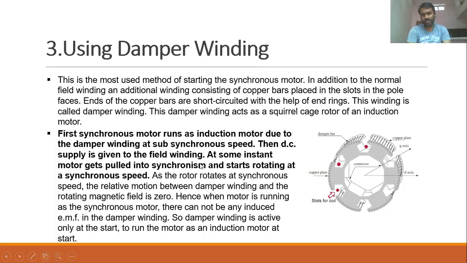From zero speed to near the synchronous speed, due to the presence of the damping torque or damper bars, the induction motor torque is developed, which converts electrical energy into mechanical energy and brings the rotor of the synchronous machine near to the synchronous speed. At this instant, DC supply is given to the rotor field winding. Then the motor gets pulled into synchronism and starts rotating at synchronous speed. The concept is the same, but we are using different methods here: damper bars, the DC machine, and pony motor.